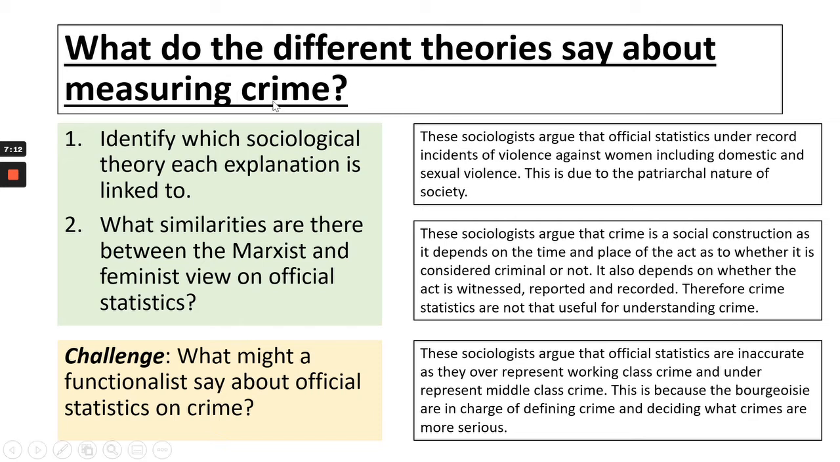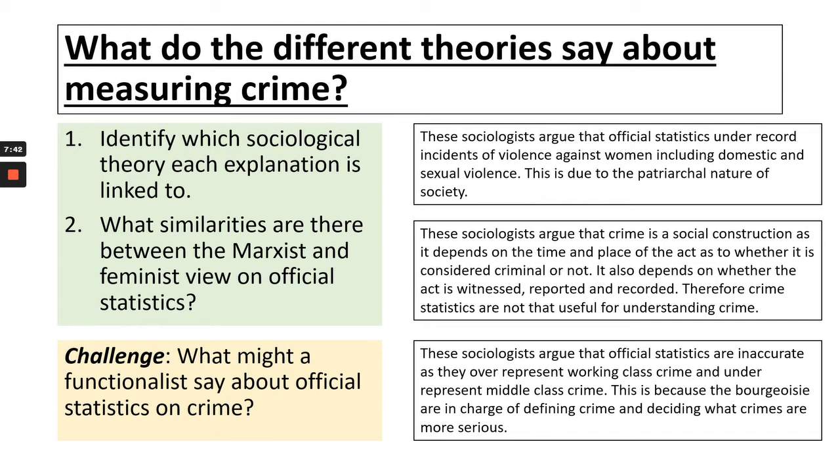Okay, next, put the subheading, what do different theories say about measuring crime? So I want you just to talk to your partner about the 3 boxes on the right hand side. Identify which sociological theory each explanation is linked to. So read them and decide what theory you think it is. Then think about what similarities there are between the Marxist and feminist view on official statistics. And you might also want to think about what a functionalist might say, because the functionalist perspective is not one of these 3.